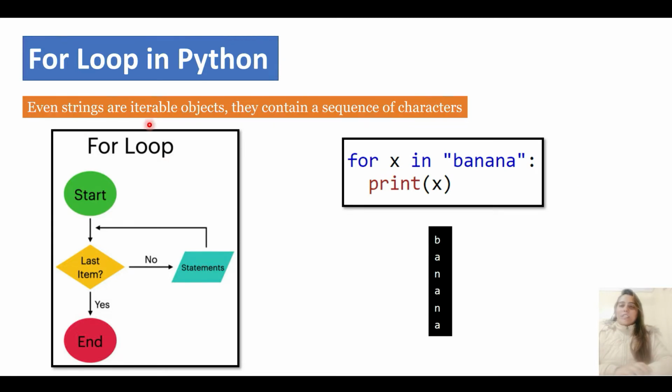Also, even strings are iterable objects. They contain a sequence of characters. So for x in banana, print x. It will print B first, then A, then N, then A on the other lines, and keep printing till this last A is reached.